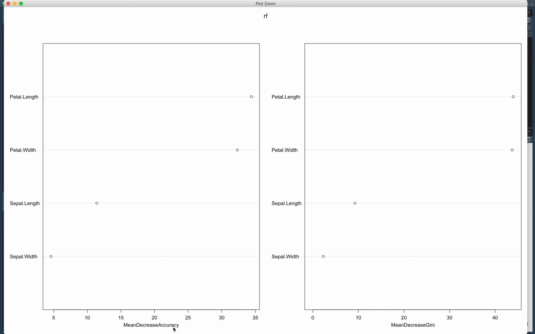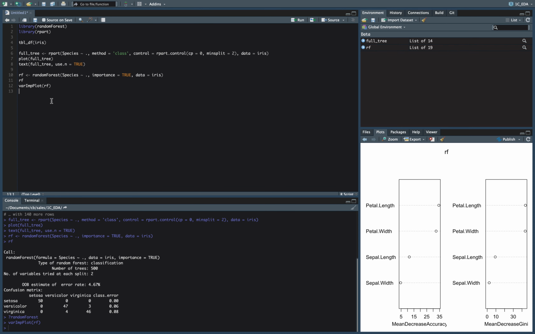This mean decrease in accuracy isn't super helpful. It doesn't really mean much, but it does give you a good idea of what are the most important predictors. Something that does happen though is if it goes below 0, it means it's actually hurting your model. Like adding that variable is actually worse than random. So you probably want to take those out of your model. Those aren't great.